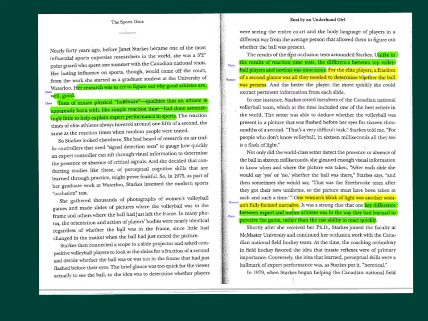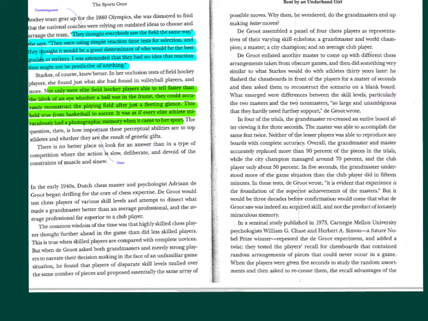We have another page. I'm going to read the green part first because that's our final claim in this section. Not only were elite field hockey players able to tell faster than the blink of an eye whether a ball was in the frame, they could accurately reconstruct the playing field just after a fleeting glance. This held true from basketball to soccer. It was as if every elite athlete miraculously had a photographic memory when it came to her sport.